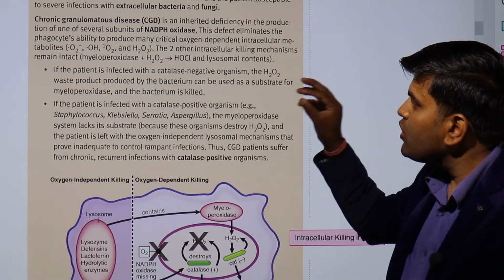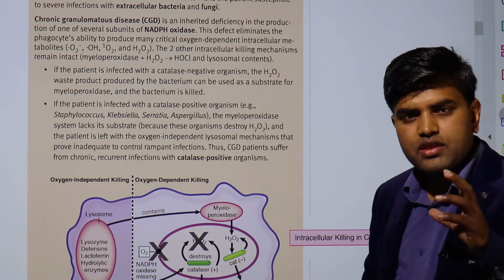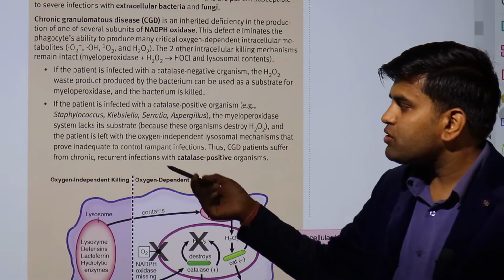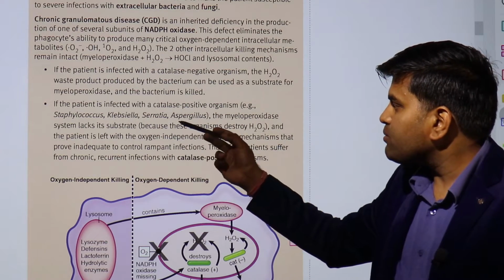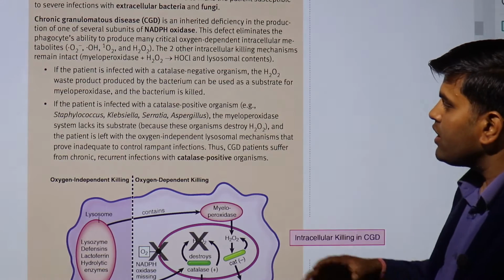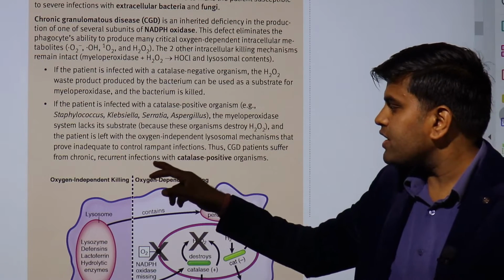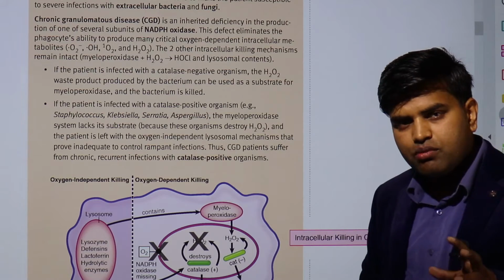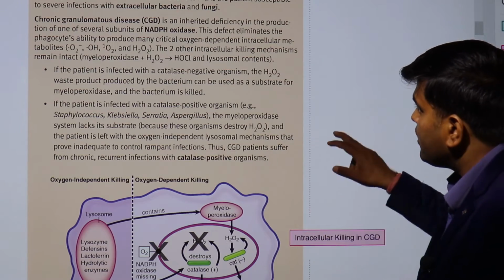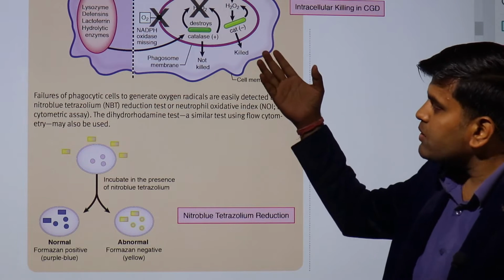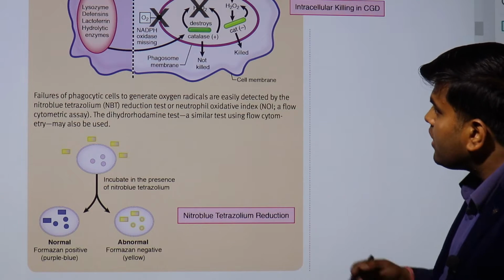Patients with chronic granulomatous disease will develop infection with catalase positive organisms repeatedly. The catalase positive organisms are Staphylococcus, Klebsiella, Serratia, and Aspergillus. CGD patients suffer from chronic recurrent infection with these catalase positive organisms, and that is the important point. So how can we demonstrate a patient with NADPH oxidase deficiency?